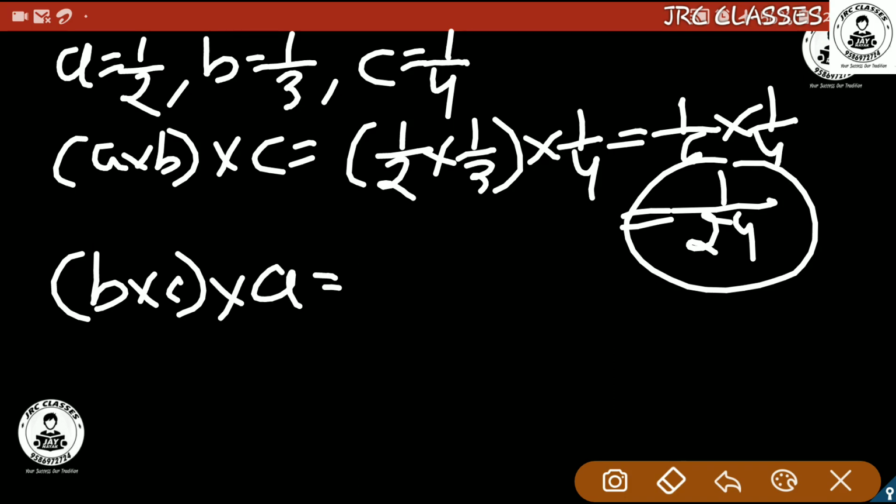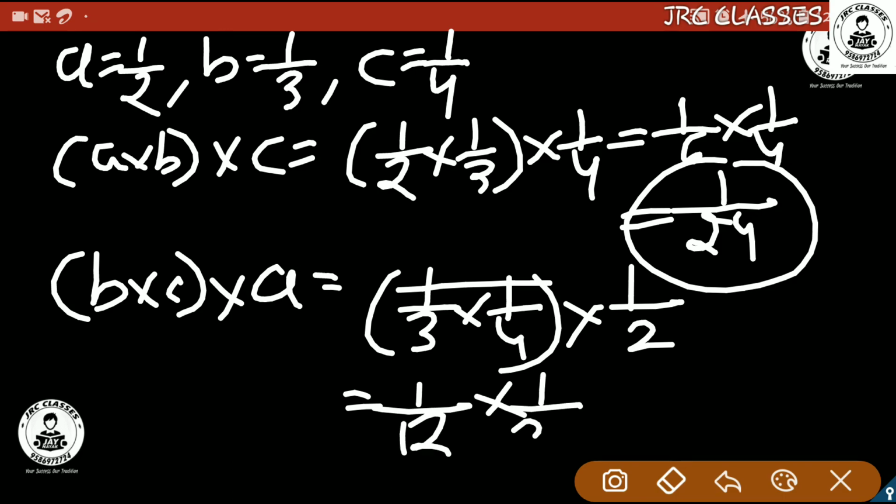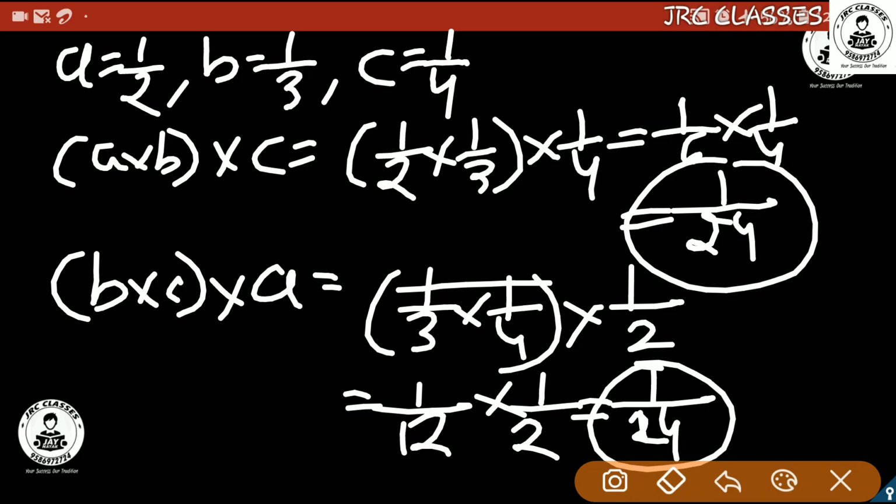Now B into C, I made the group, multiplied with A. What will B be? 1 divided by 3. What will C be? 1 divided by 4, and A will be 1 divided by 2. 1 1s are 1. 3 4s are 12. Multiplied by 1 divided by 2. The answer is 1, 12 2s are 24. The answer is 1 upon 24.